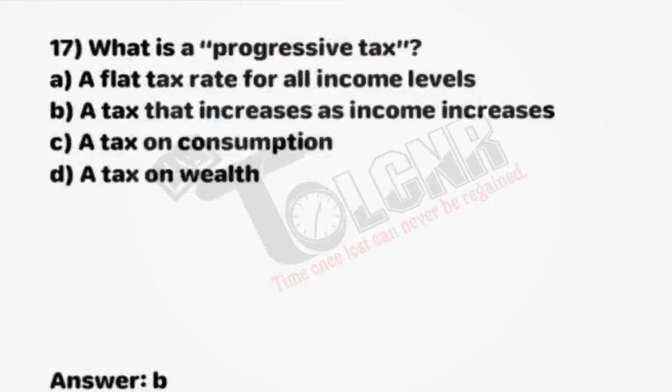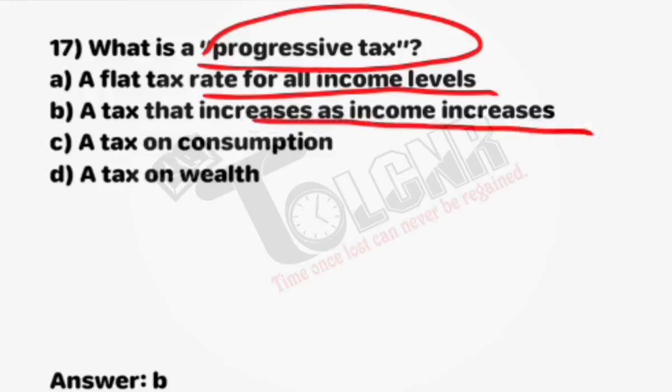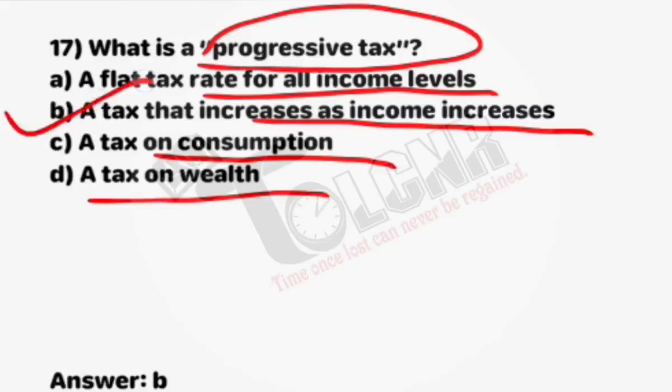Next question is, what is a progressive tax? First option, a flat tax rate for all income levels. Option B is a tax that increases as income increases. Option C, a tax on consumption. Option D, a tax on wealth. Option B is correct, a tax that increases as income increases. Progressive tax is a tax that increases as income increases, right?